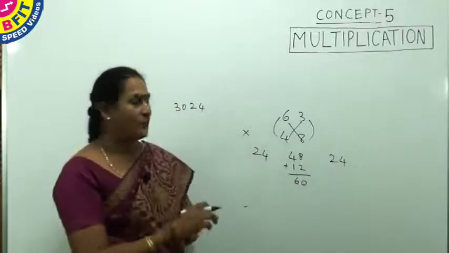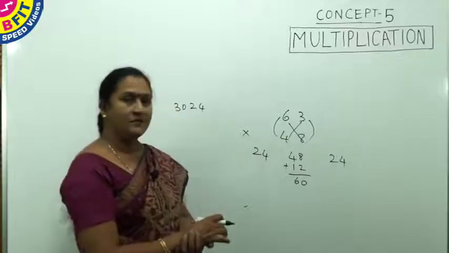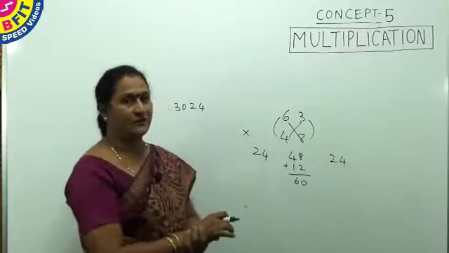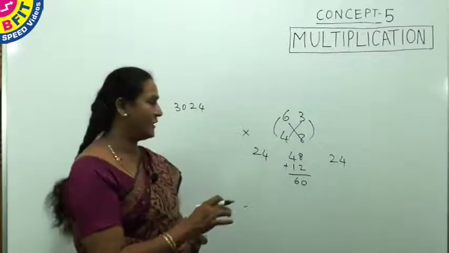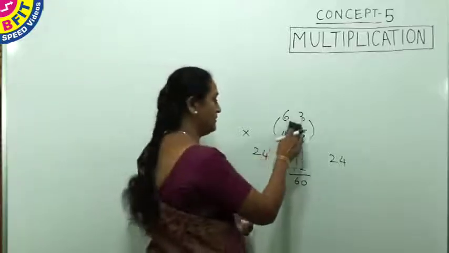So we have got the product of 2 and 2 digit numbers. Suppose you are asked to find the product of 3 and 2 digit numbers. So we will see how to work it out. Say for the same number.